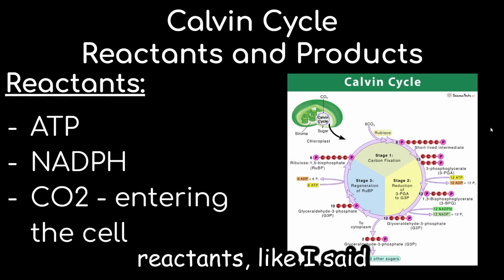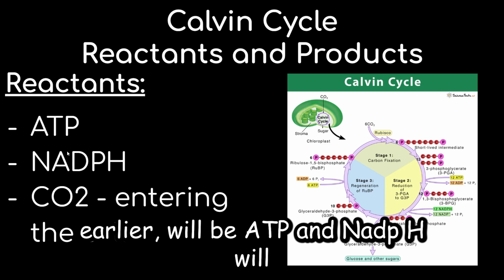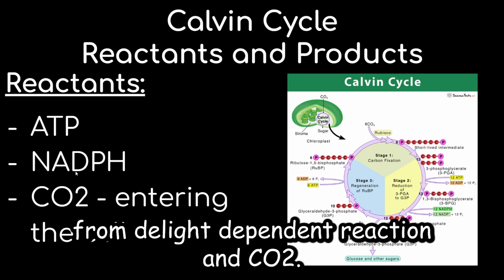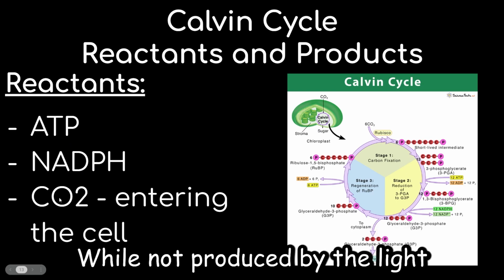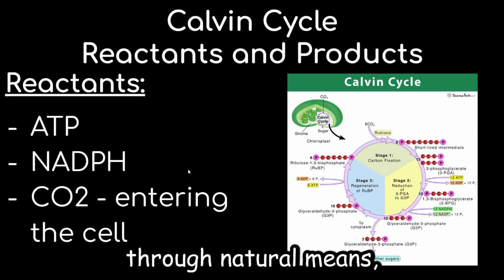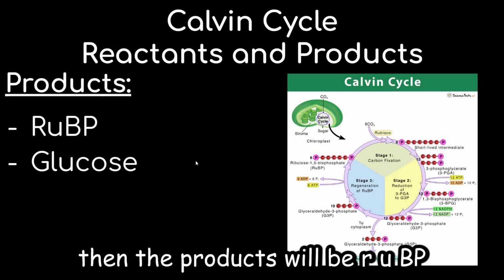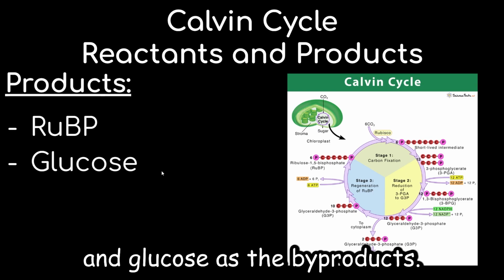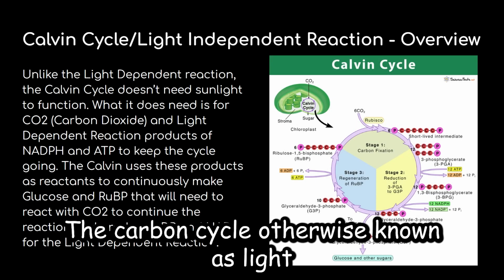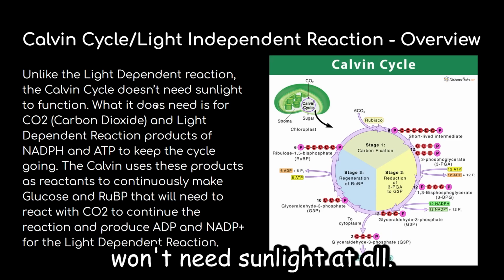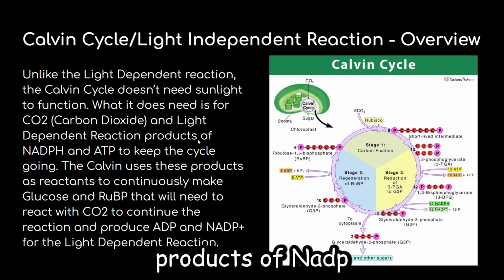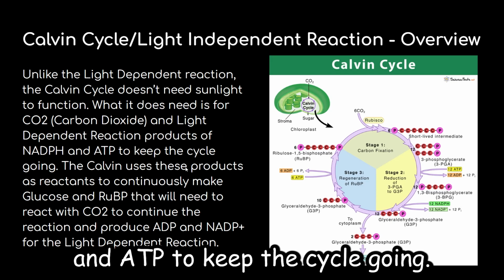The Calvin cycle's reactants, like I said earlier, will be ATP and NADPH that will be produced from the light-dependent reaction. And CO2, while not produced by the light-dependent reaction, enters the cell through natural means such as the atmosphere. Then the products will be RuBP and glucose as the byproduct. The Calvin cycle, otherwise known as the light-independent reaction, won't need sunlight at all. What it does need is CO2 and the light-dependent reaction products of NADPH and ATP to keep the cycle going.